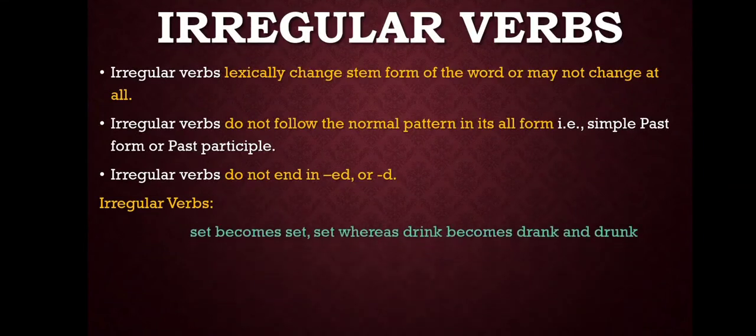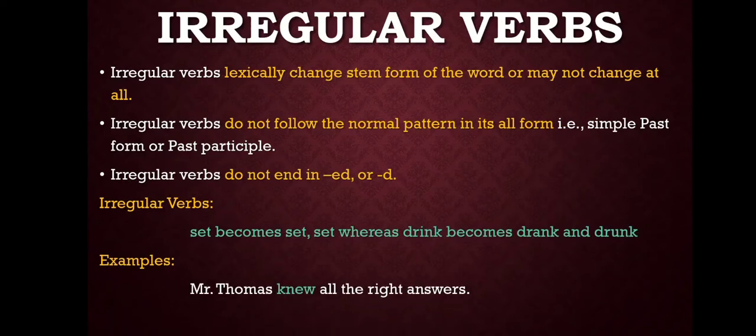Let's take an example here. Set. This is a verb. If you want to write it in simple past form or past participle form, you write it as set. Whereas if you have drink as a main verb and you want to write it in simple past form or past participle form, you have to change it into drank and drunk. So you can see that the verb drink is entirely changed into two new words, drank and drunk. So these are irregular verbs.